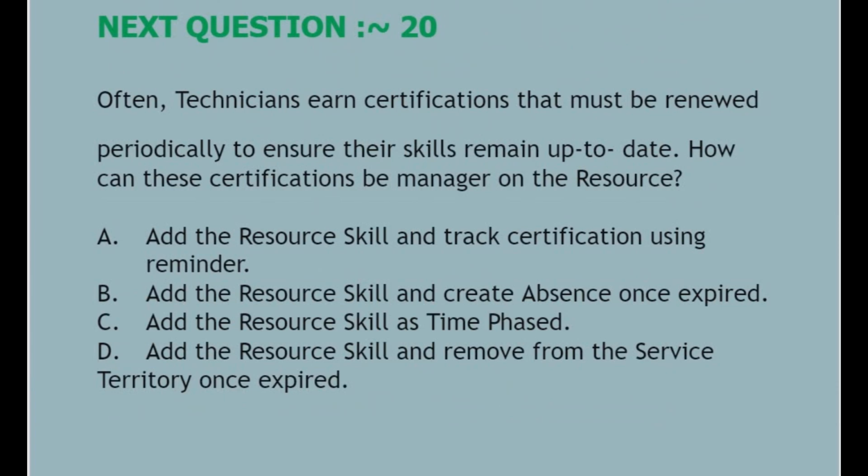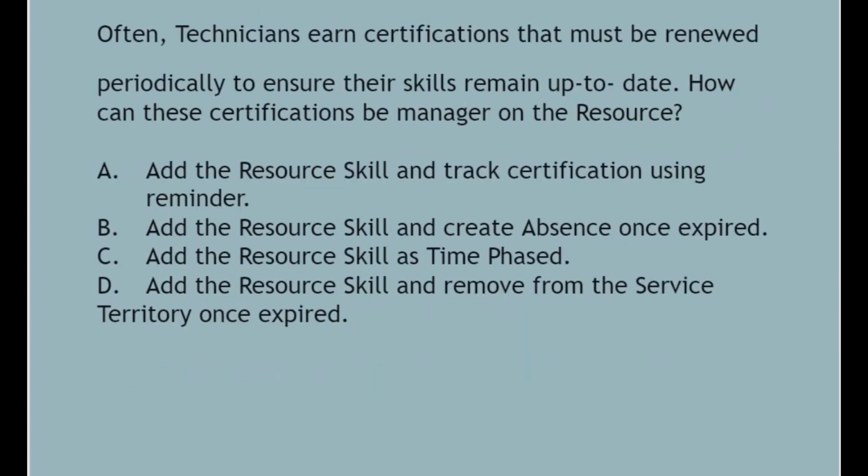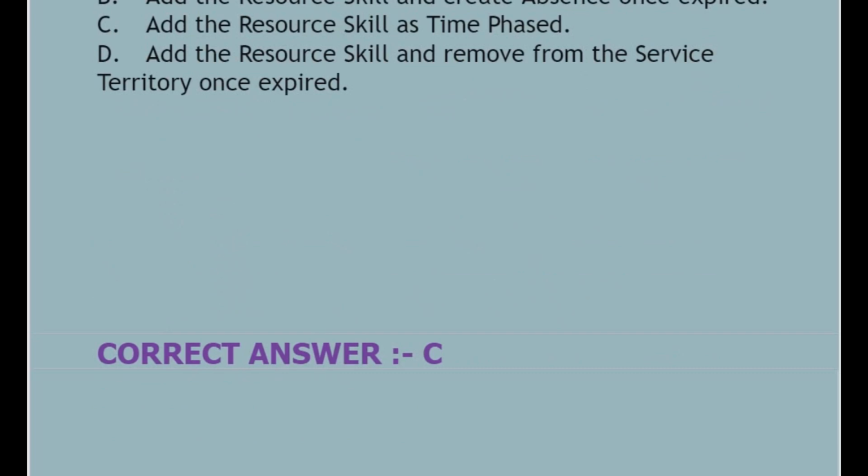Question is, often technicians earn certifications that must be renewed periodically to ensure their skills remain up to date. How can these certifications be managed on the resource? Option A. Add the resource skills and track certification using reminder. Option B. Add the resource skills and create absence once expired. Option C. Add the resource skills as time phased. Option D. Add the resource skills and remove from the service territory once expired. Correct answer is option C.